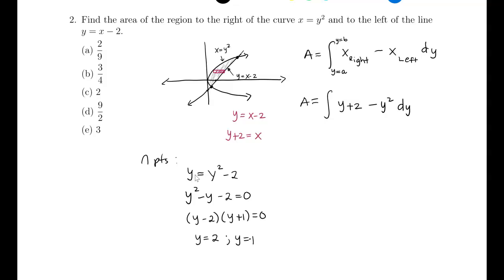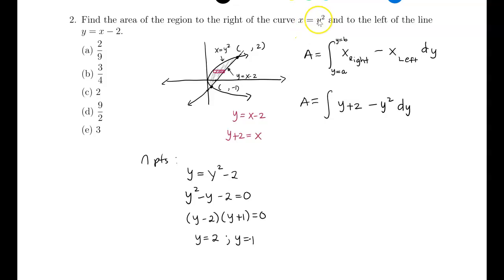So that means that at this point here, your y value is negative 1. And then at this point here, the y value is 2. That's what we're looking for, regardless of what x is. If you want to compute what x is, you just have to plug it in to one of the equations. So in here, you can plug it into this equation here.